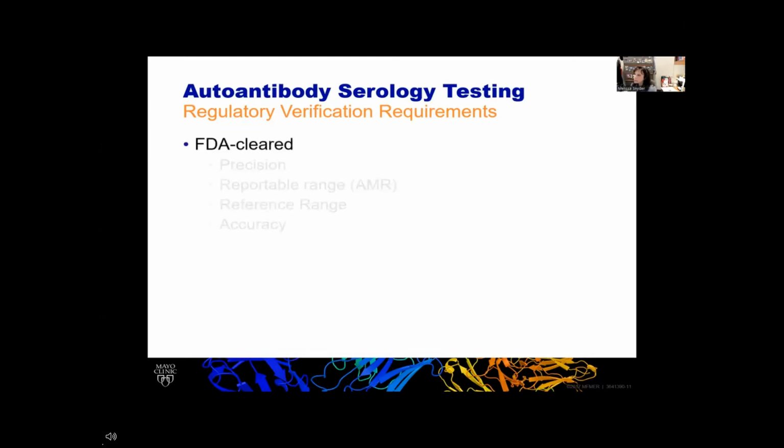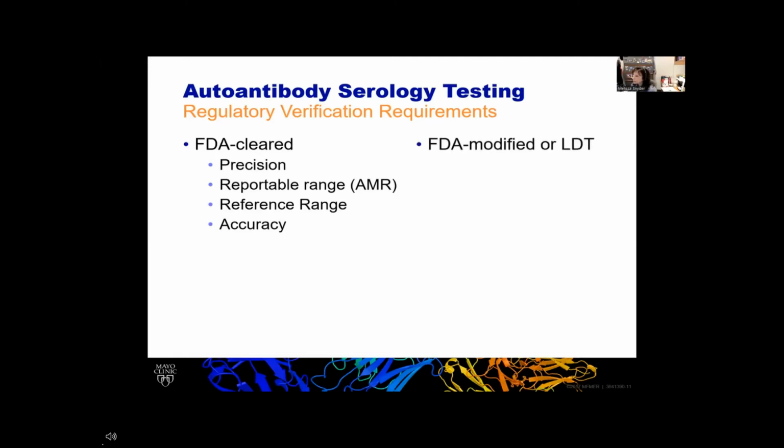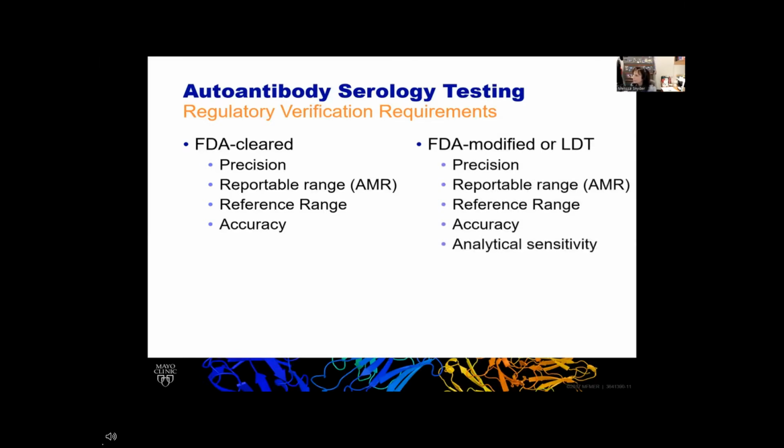For FDA cleared, we have the 4 primary parameters of precision, reportable range, or analytical measuring range, or AMR, the reference range, and accuracy. For FDA modified, or LDTs, we still have to fulfill those 4 primary requirements, but in addition, there's analytical sensitivity, analytical specificity, and then CLIA also highlights that any other characteristics that are required for test performance may need to be assessed as part of the verification for an FDA modified or LDT.